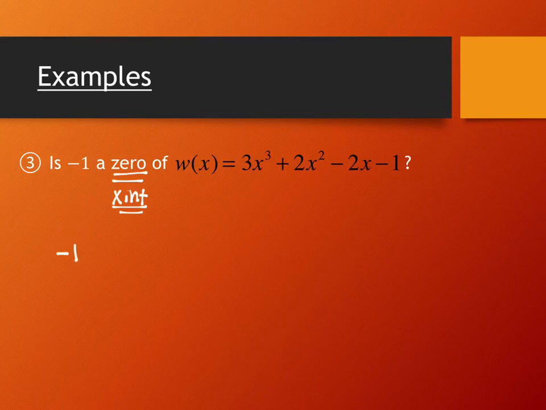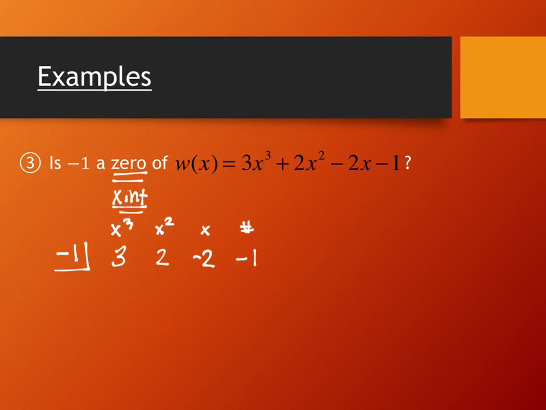So we're using the -1 on the outside, and we're doing columns for x cubed, x squared, x, and my constant. And you don't have to write those above them, but if it helps you to keep them straight, then please do. I have 3x cubed, 2x squared, -2 in the x, and then -1 as my constant. Okay, set up okay?